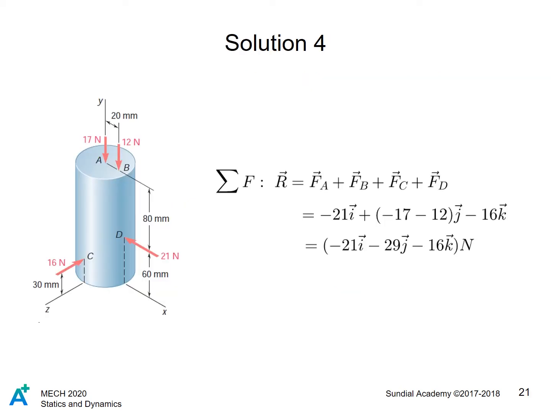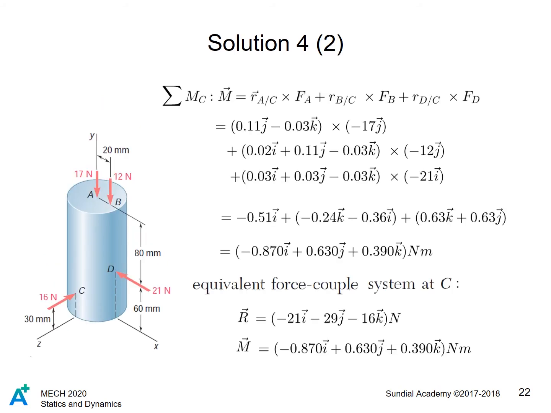We first sum the forces of the entire system to get a net force vector in all 3 dimensions. This is simplified since all of the forces are on the coordinate axes. We then find the moments of each of these forces about the point C and sum them. The combination of the resultant force and the resultant moment form the force couple system about the point C.